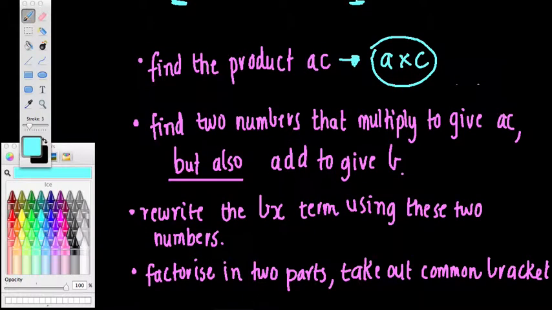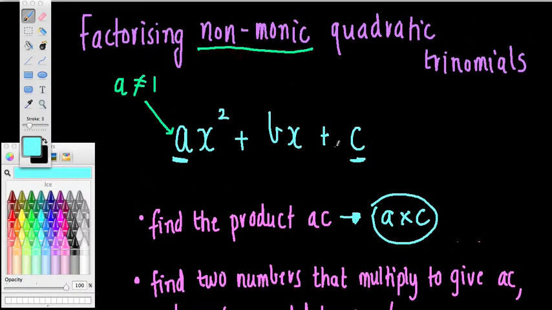Then we're going to split it up. We're going to factorise in two parts, and we're going to take out the common bracket that we get. That probably doesn't make too much sense until we have a look at an example. So let's do that now.